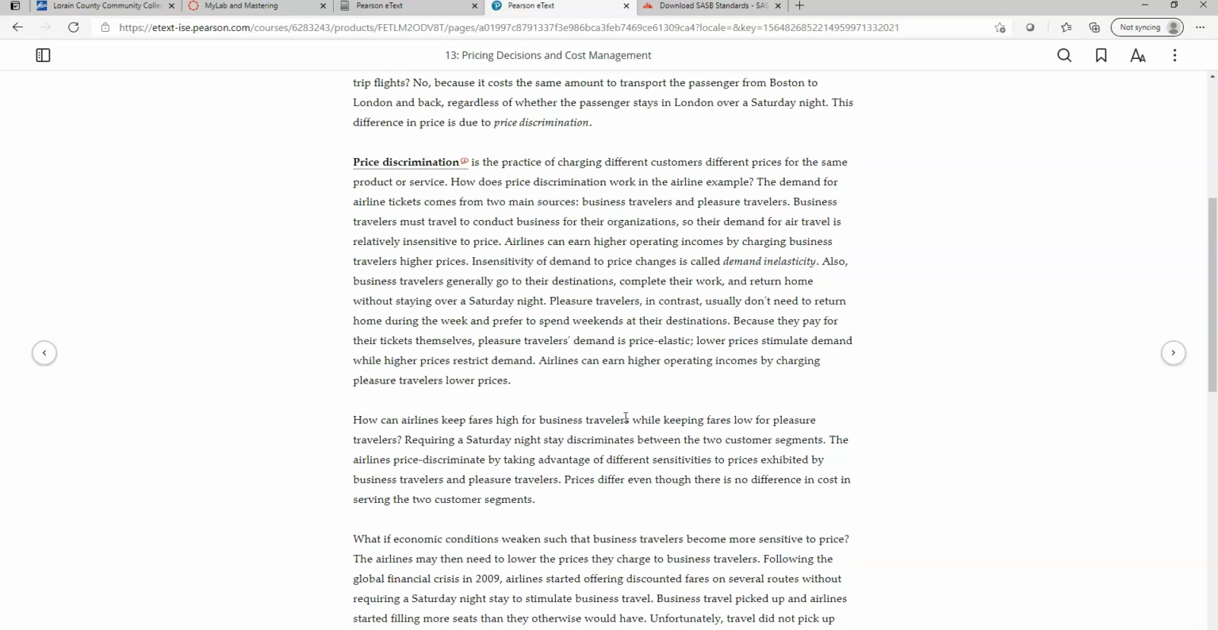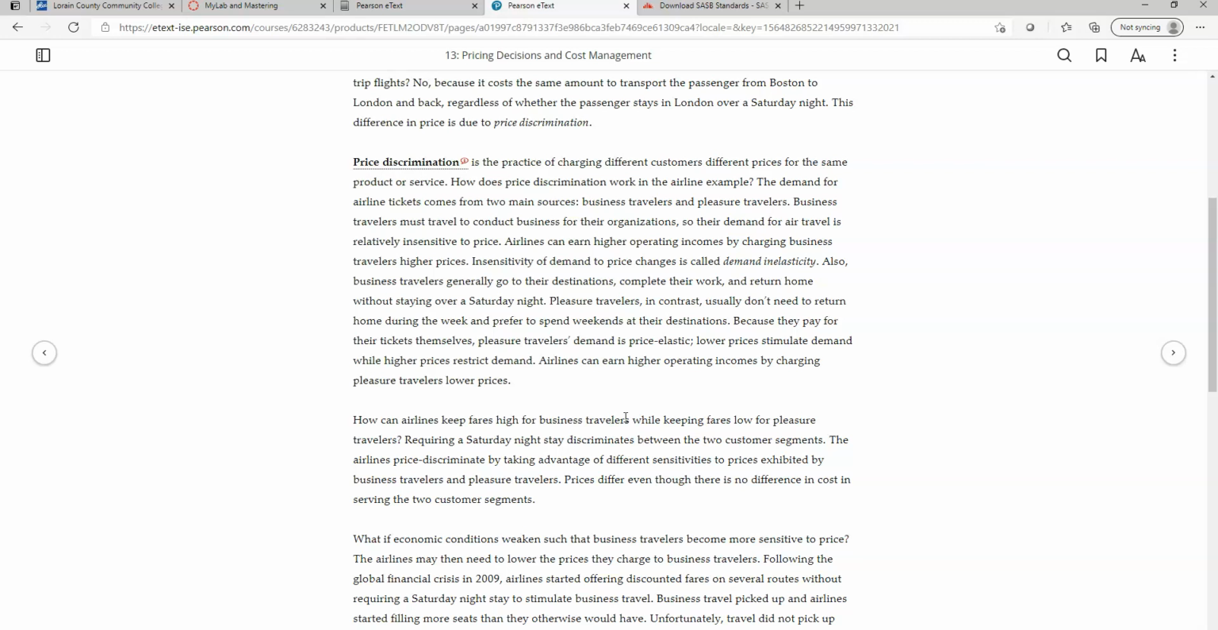Business customers have to get from point A to point B. They can't play around. If they're traveling for business, business has got to be done. So their demand is going to be a little less elastic. There's going to be a higher degree of insensitivity to price change. So airlines will charge higher prices to business travelers because they know they have to get from point A to point B. It's not optional. Whereas pleasure travelers, they don't need to go to the airport.